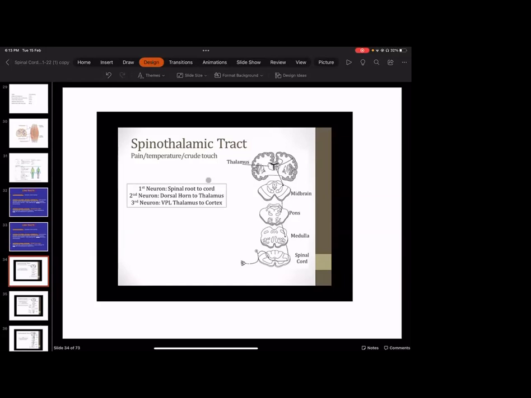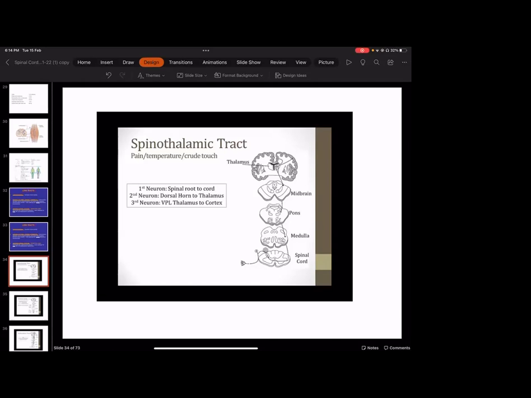Okay, the first one we're going to talk about is the spinothalamic tract, which carries pain, temperature, and crude touch. The first neuron is coming from here, this is your dorsal root ganglion. It senses whatever sensation, pain, temperature, crude touch, and then it goes from the spinal root to the cord. So it's going to go from here to here.